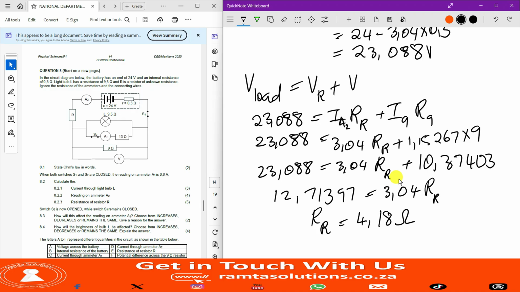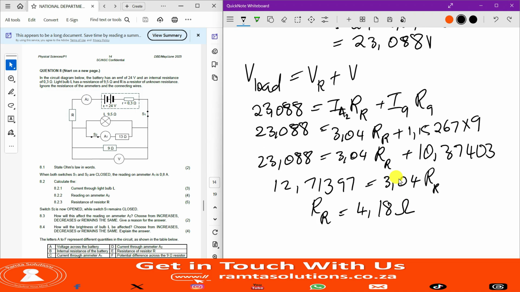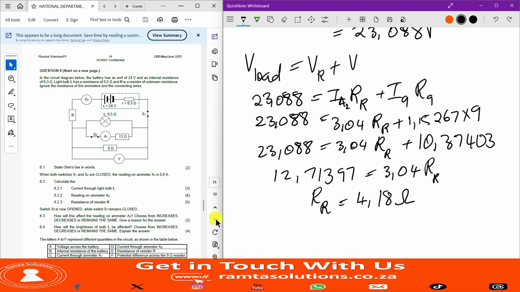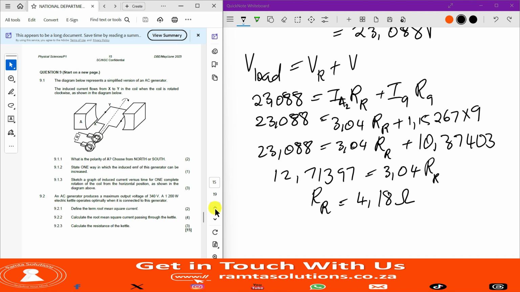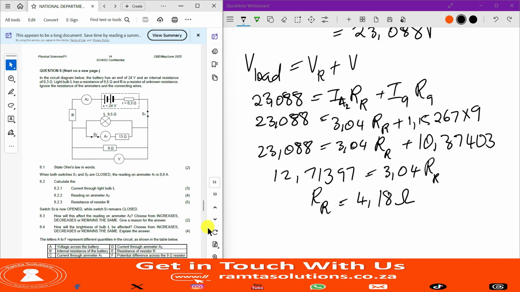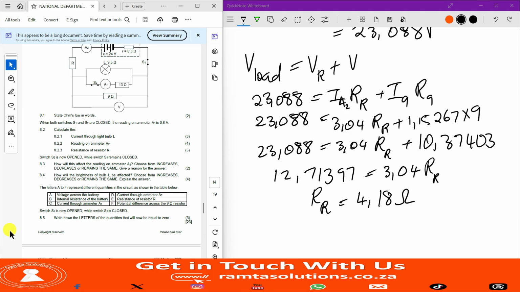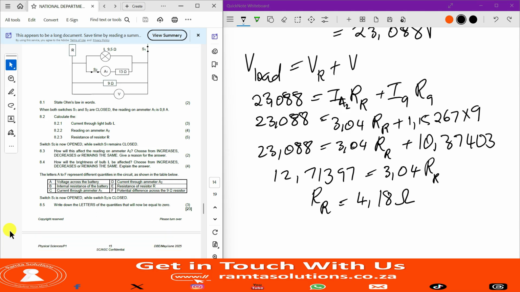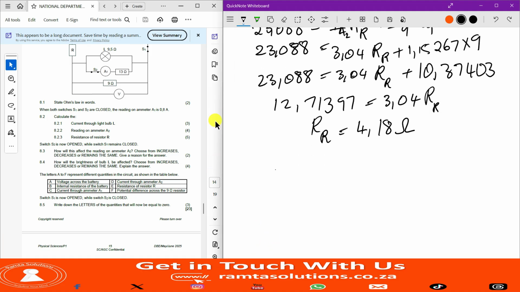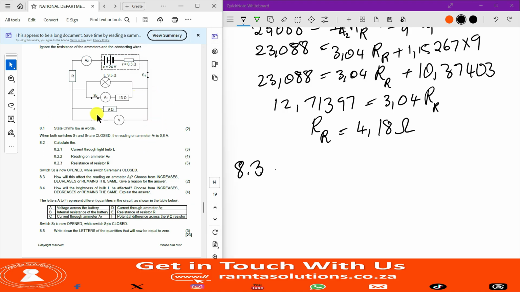Now let's get to the interesting part of the question. Remember, this was 23 marks. We are now approaching the 20th. Now, let's see, 8.3. Switch S2 is now opened. Do you see this? Switch S2 is now opened. So which one is that? S2 is this one here, is now opened while S1 remains closed.